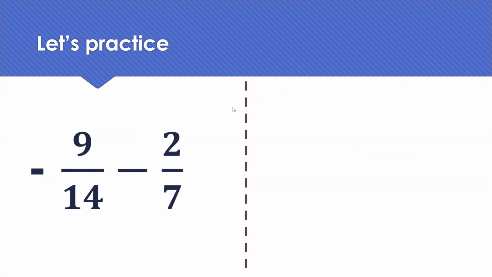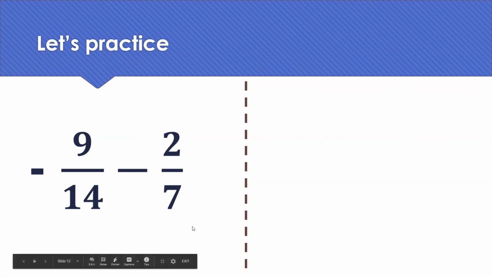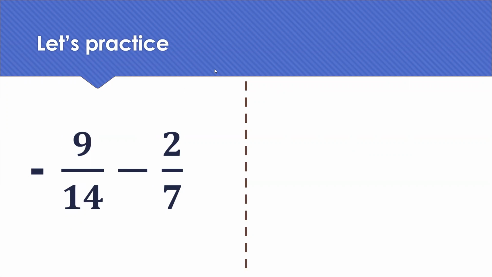Now let's try this one. Notice that this first rational number is negative. So you're taking a negative 9/14 minus 2/7. Since this is a subtraction problem, make sure that you KCO for this one. Try this problem on your own. I'm going to pause the video and you should too, and I'm going to give you the answer when you are done.